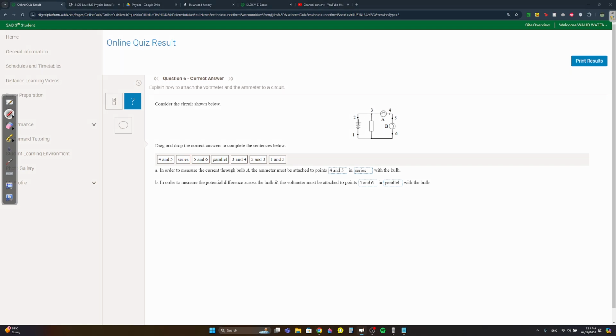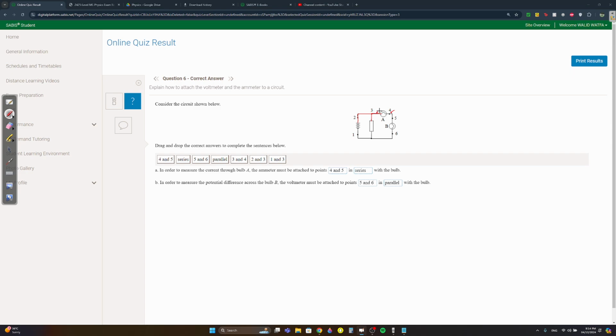Let's see. Here we have the current goes from the positive terminal, which is the longer side of the battery, right? So it starts here. It flows through 2, goes to 3. When it reaches 3, it branches off like this and branches off like this. It connects here. We want to measure the current of this bulb. So either you can place it here or you can place it over here, right?